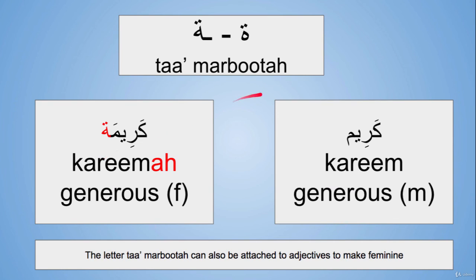And it also applies for adjectives. For example, the adjective kareem, which means generous. When you add ta' marbuta to it, it becomes karima, which means generous when you are describing a female person.